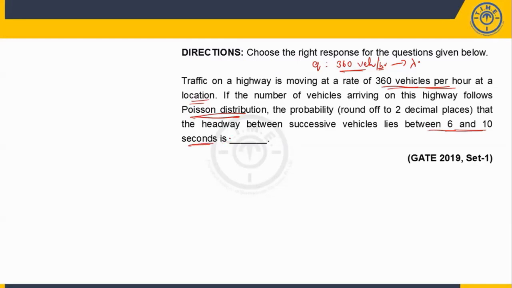So, time headway is always given by the factor. First, let us find out lambda. That is 360 vehicles per hour. But he is asking us the time headway in hours or seconds or minutes? Seconds. So let's convert this 360 vehicles per hour to seconds. 1 hour is 60 minutes, 1 minute is 60 seconds. 0.1 vehicle per second. Am I right? Yes, sir.